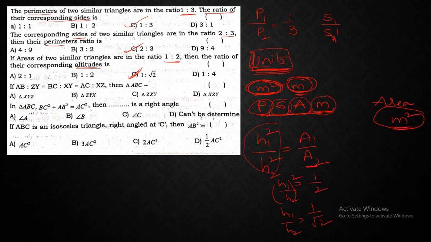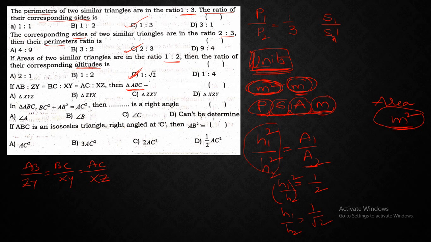Okay. Next, AB to ZY. So what has he given? AB by ZY is equal to BC by XY is equal to AC by XZ. Then what is he asking? Triangle ABC is similar to which triangle?